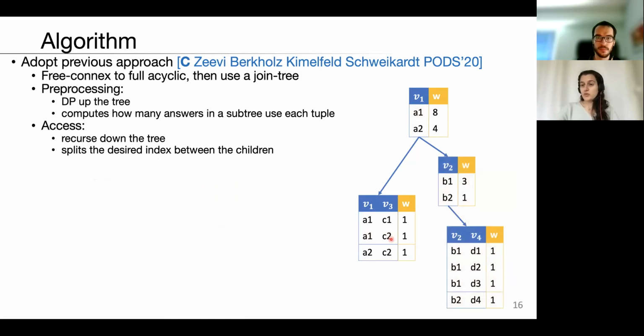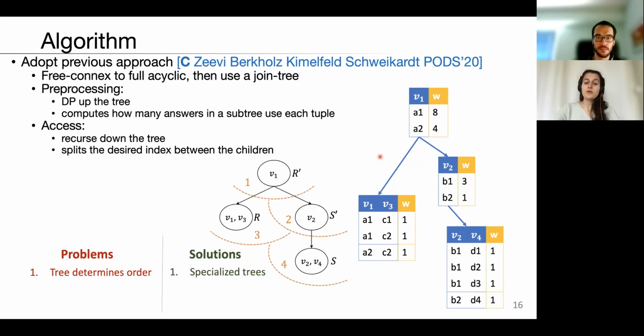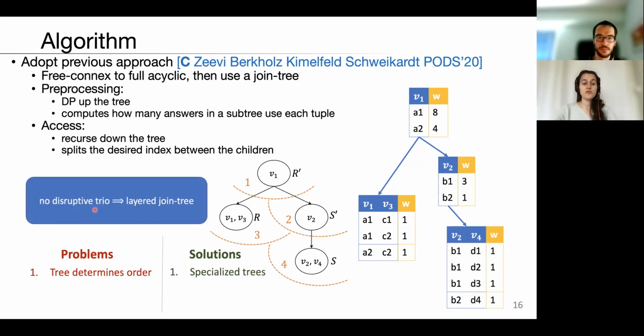Now, with this previous approach as is, there are two problems. The first problem is that the order we get is determined by the tree we use. And our solution is we define trees that are specialized to specific orders we want to achieve. In particular, we call them layer join trees, where every layer is a node. And if we introduce the layers one by one, we introduce the variables we want to achieve, the free variables, in the order we want to achieve. We show that if there is no disruptive trio with respect to some order, then we have a layer join tree that matches that order.